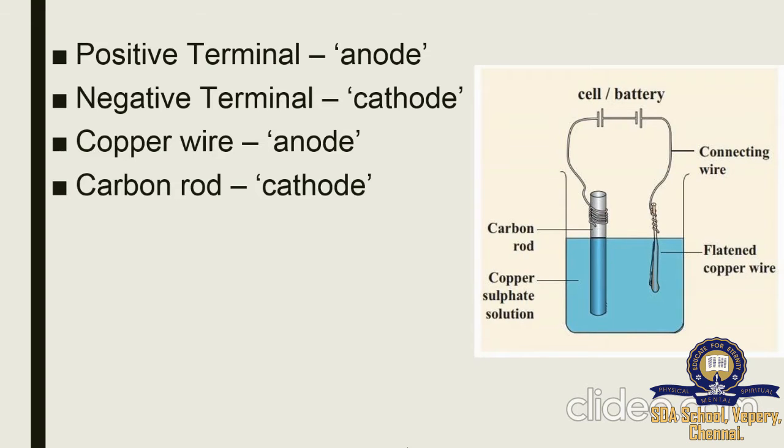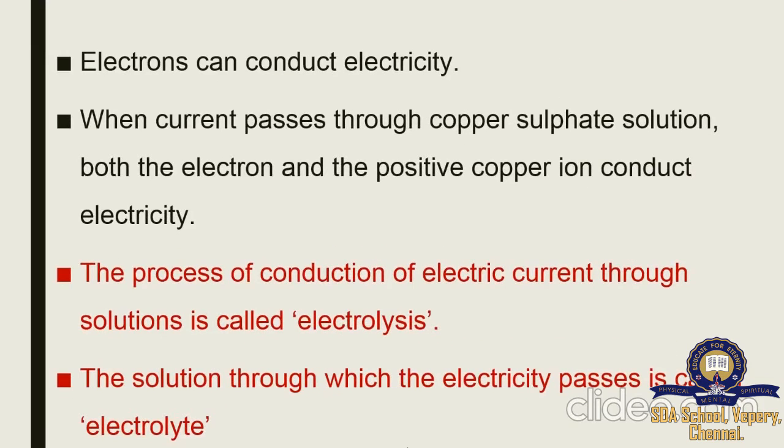So far we have come across cases in which only electrons conduct electricity, right? But here, when current passes through an electrolyte like copper sulfate solution, both the electron and the positive copper ion conduct electricity. The process of conduction of electric current through solution is called electrolysis, and the solution through which the electricity passes is called electrolyte. These two definitions are very important. So what is electrolysis? The process of conduction of electric current through solution is called electrolysis, whereas what is electrolyte?